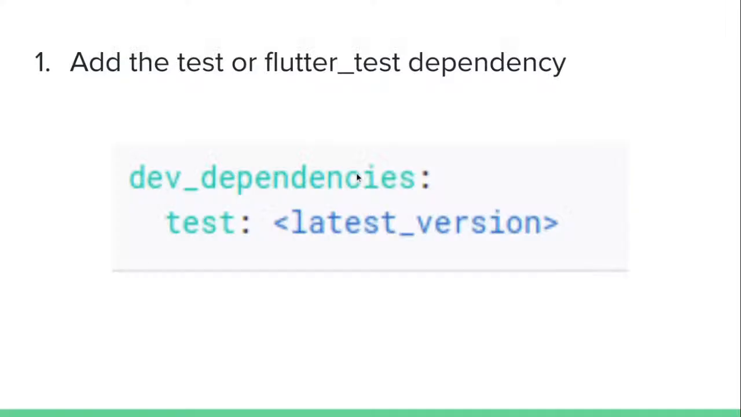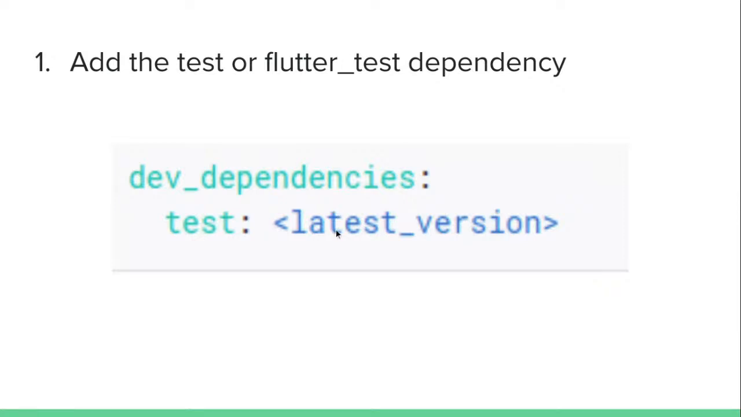To write good unit tests, there are just 6 steps. The first one is to add the test or Flutter test dependency. The test package provides the core functionality for writing tests in Dart. This is the best approach when writing packages consumed by web server and Flutter apps. You can add it in the dev dependencies because you don't use these packages, like test and Flutter test, except in development. So you don't have to add it in the dependencies itself.